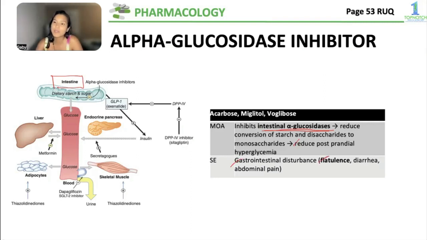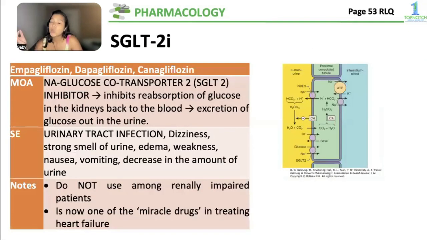Flatulence is very common because these gas-forming bacteria in your gut, while they're eating all that undigested carbs, will make lots and lots of gas. So you get very farty, flatulence, you get diarrhea, and you get abdominal pain. So kung ayaw mo siyang i-excrete through your poo, you can also excrete it through your urine via the action of your SGLT2I or your sodium glucose cotransporter 2 inhibitor.